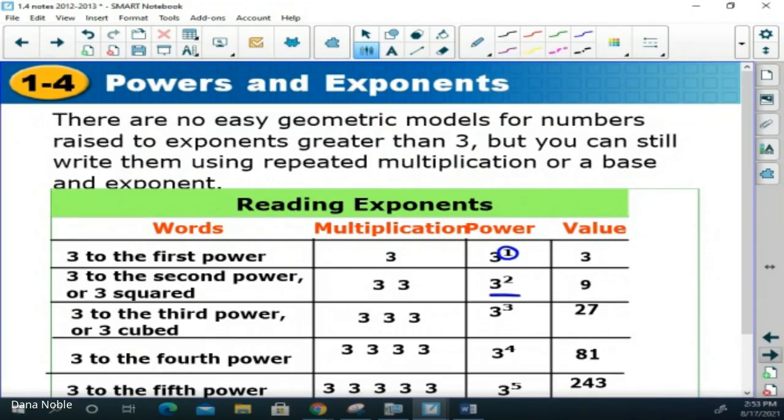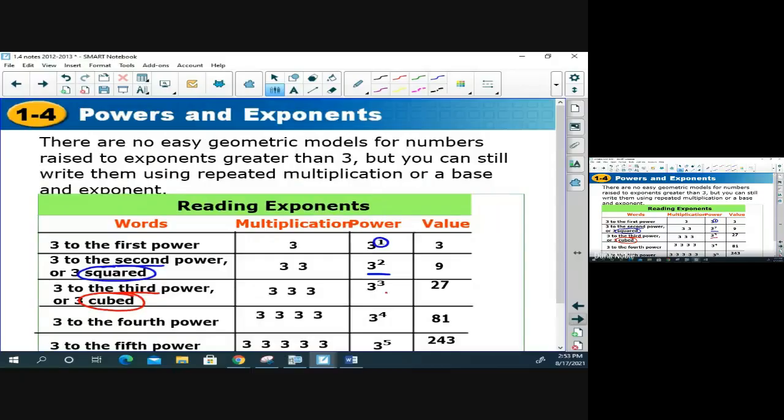Don't forget, second power is called a square. We go down here to the third power, and we know that's a cube, and you can see 3, 3, 3 for 3 to the third power, making it 27 when you multiply it out. 3 to the fourth power, notice no special name, just going to go ahead and make it 3 to the fourth and 3 to the fifth. But a nice little chart to organize some of that work.